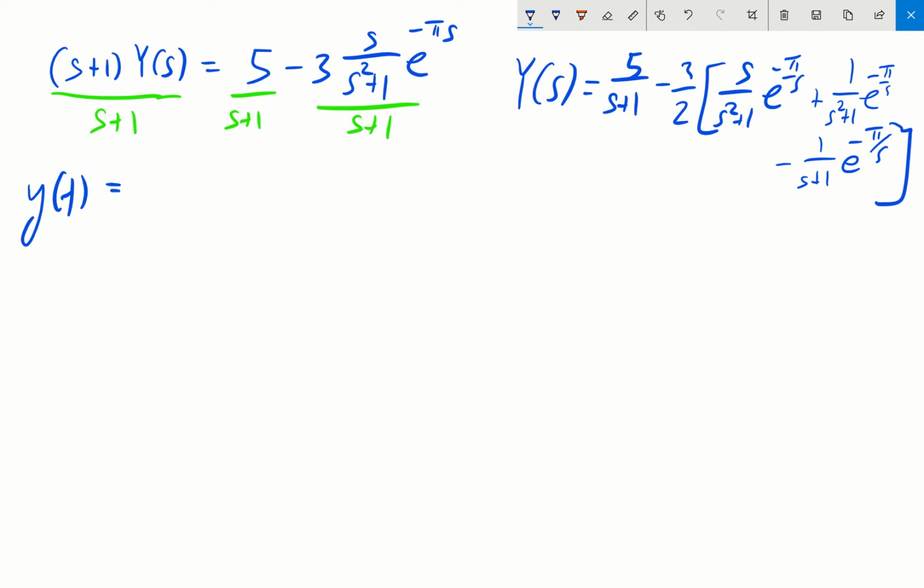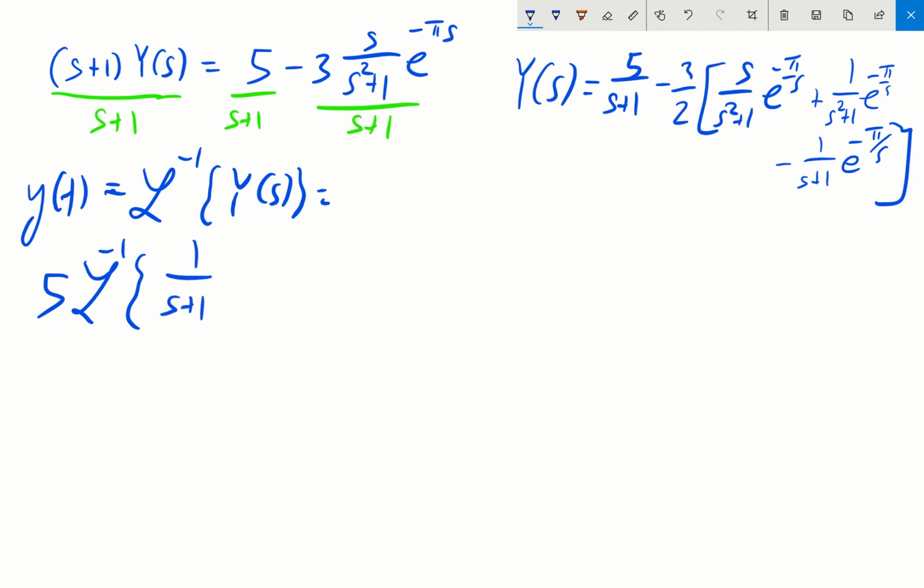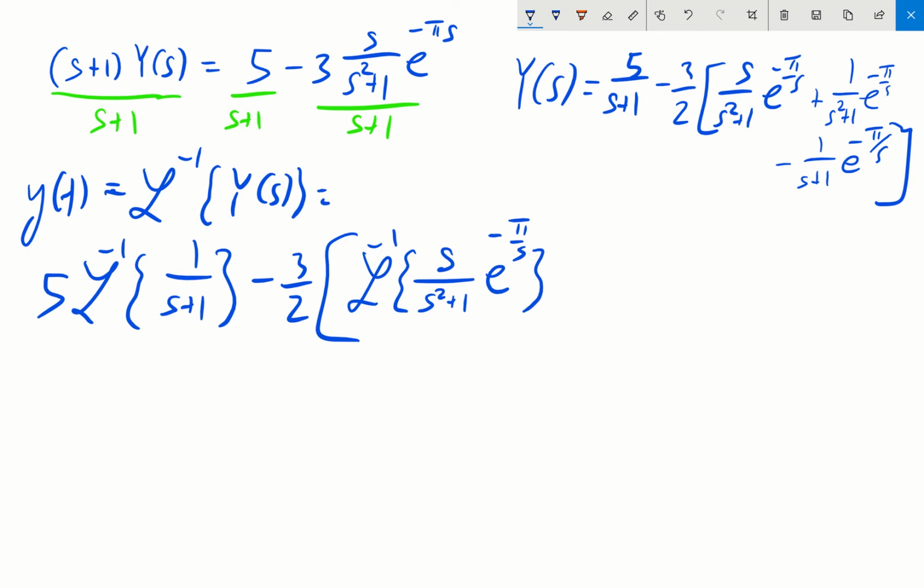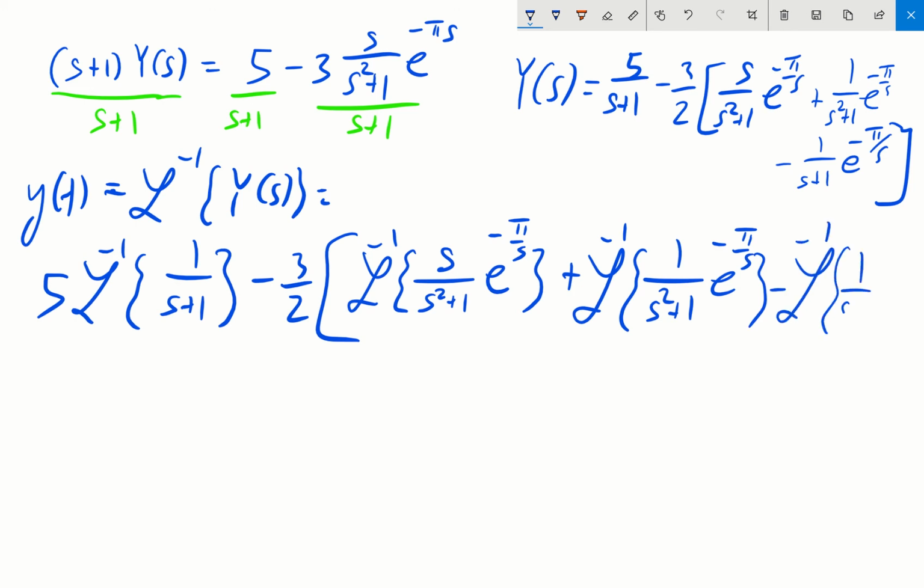So to find our solution, y of t is going to be the inverse Laplace transform of this whole thing, which again we know is linear, so we can split this apart. So this is going to be equal to the inverse Laplace transform of y of s, which is equal to 5 times the inverse Laplace transform of 1 over s plus 1, minus 3 halves times the inverse Laplace transform of s over s squared plus 1 e to the negative pi s, plus the inverse Laplace transform of 1 over s squared plus 1 e to the negative pi s, minus the inverse Laplace transform of 1 over s plus 1 e to the negative pi s.